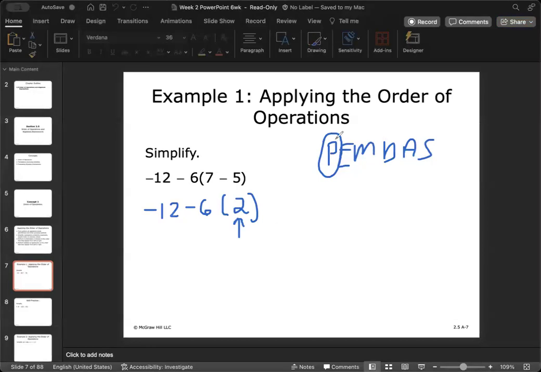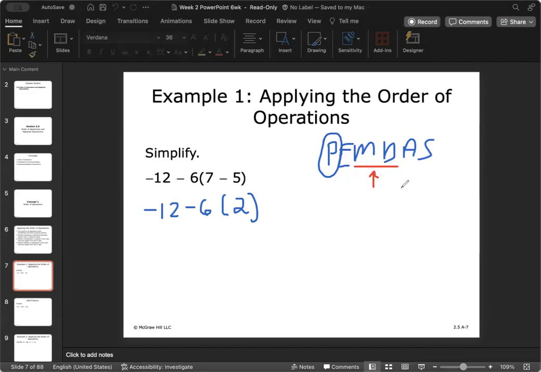Once you achieve that step, you're done with the parentheses, and then you move on. Bear with me. Okay, so then what's next? Exponent is next. Remember, exponents are those little numbers hanging out at the top. We don't have any exponents in this problem, so we can go ahead and be done with that one as well. Now we move on to multiplication and division.